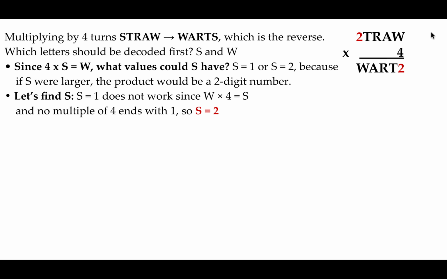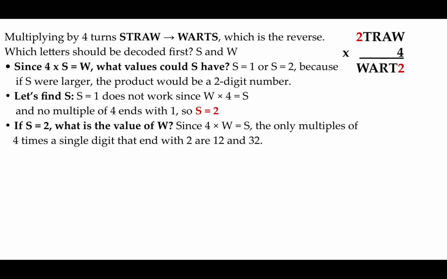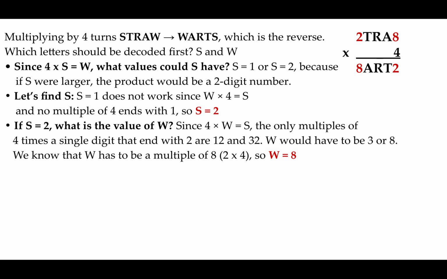So I replaced S with a 2, as you can see here and here. So if S is 2, what would be the value of W? Well, since 4 multiplied by W equals S, the only multiples of 4 times a single digit that end in a 2 are 12 and 32. That would mean W has to be either 3 or 8. We know that W has to be a multiple of 8 because 2 multiplied by 4. So W has to be 8.